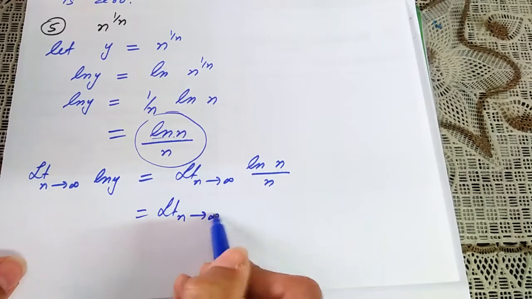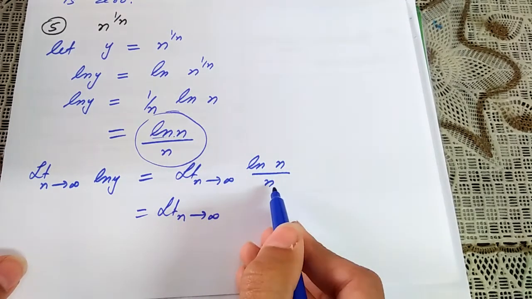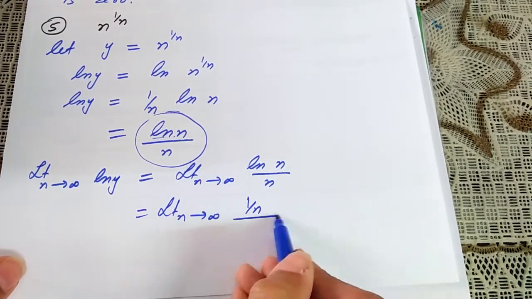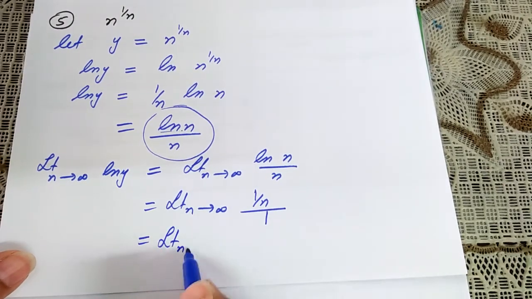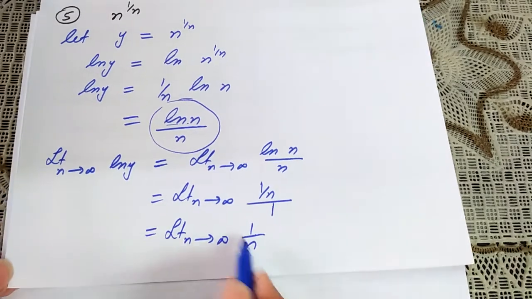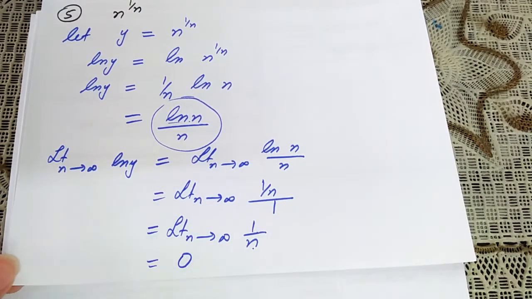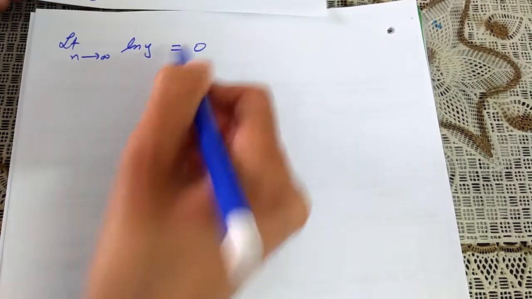Limit n approaches infinity. Using L'Hopital's rule, take the derivative of the numerator and the derivative of the denominator separately. The derivative of the numerator gives 1 over n and the derivative of the denominator gives 1. It will become limit n approaches infinity of 1 over n. Now you can put the limit here. 1 over infinity gives the answer 0. So our equation is reduced to limit n approaches infinity of ln y equals 0.